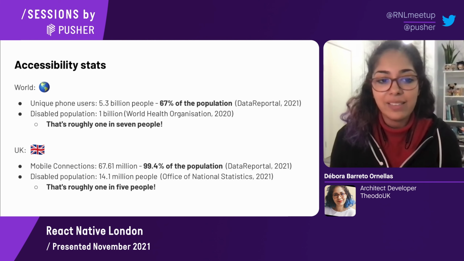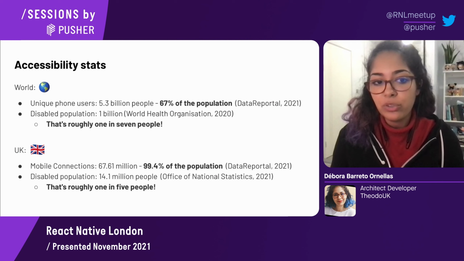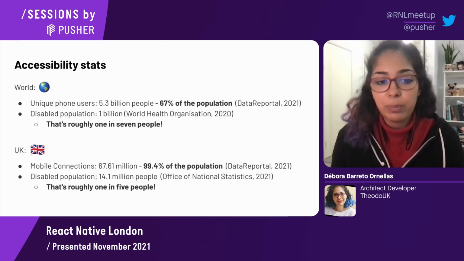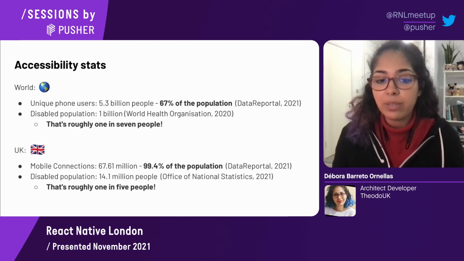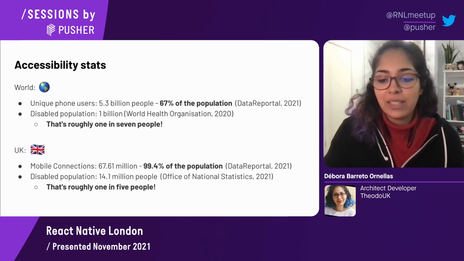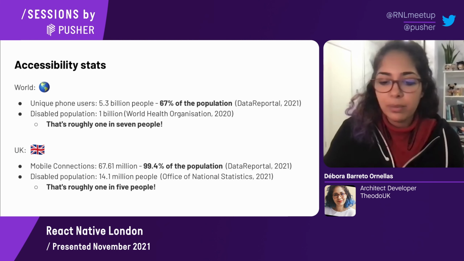For the UK, it's interesting. I didn't find the stats on unique phone users, but I found that we have almost 100% of the population worth of mobile connections. And the disabled population is roughly 1 in 5 people, so 20% of the population. I guess no one wants to ignore 20% of the population when designing and building apps.